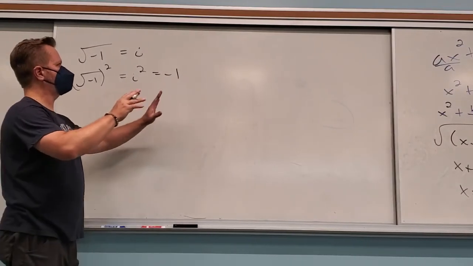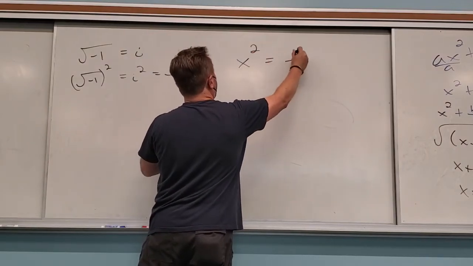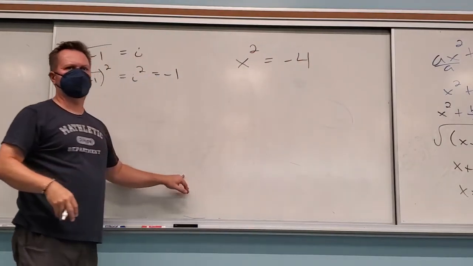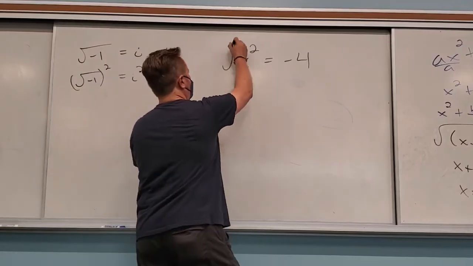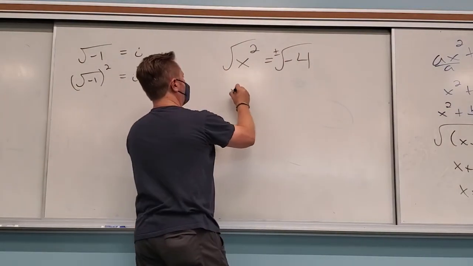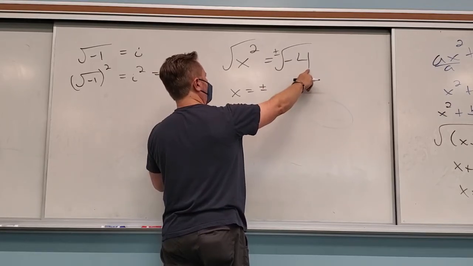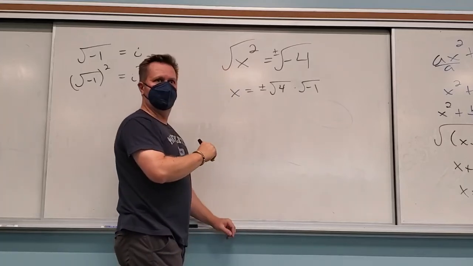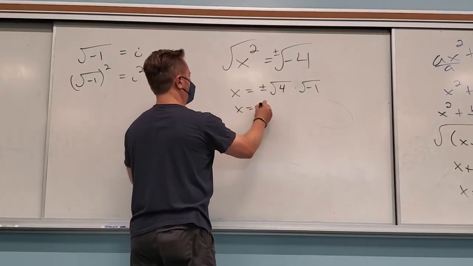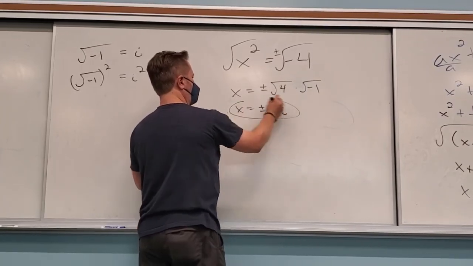Let's see how this works in the wild. What if I had this problem? How do I solve that? Don't worry about the negative, just what do I do? Square root. In the minute I put a square root, I put a plus or minus. Now somebody help me out. What's the square root of 4? 2. So let me break this up. Is this cool? So the square root of 4 is 2. And what do we define the square root of -1 to be? i.